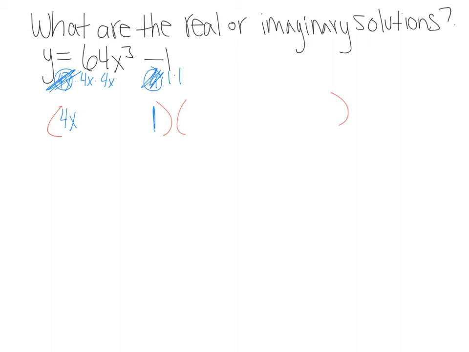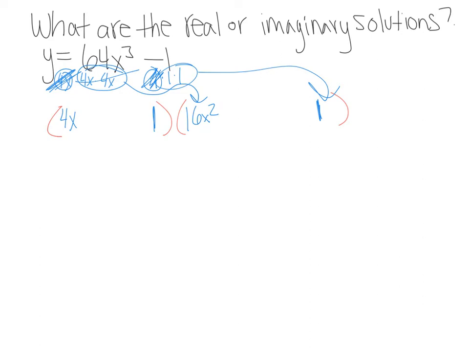Next, we are going to take the remaining 4x's, multiply them, and put them as our first term in our trinomial. So 4x times 4x is 16x squared. And then finally, the remaining ones, multiplying those and putting them as our third term of our trinomial.